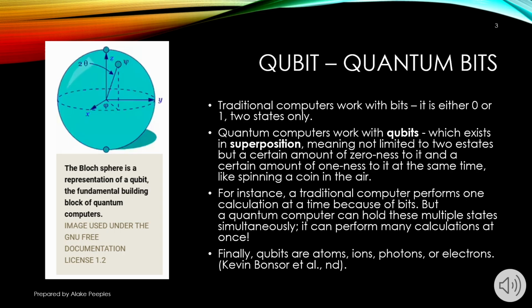air. So, to give you a better idea, a traditional computer performs one calculation at a time because of bits, but a quantum computer can hold these multiple states simultaneously, so you can actually perform many calculations at once. Finally, qubits are atoms, ions, photons, or electrons.